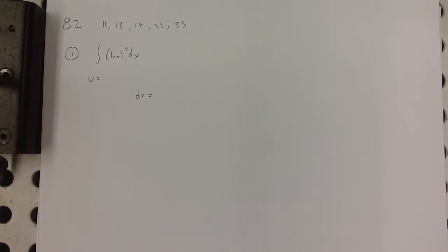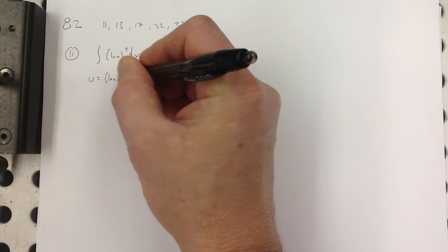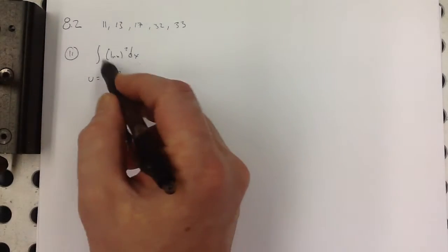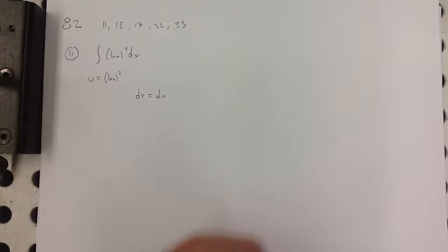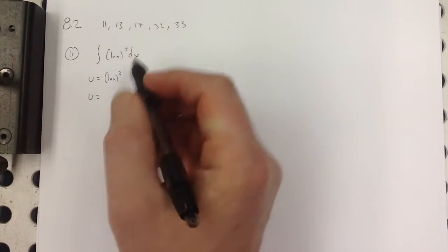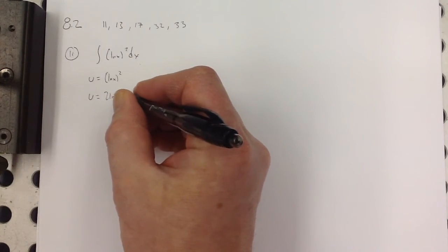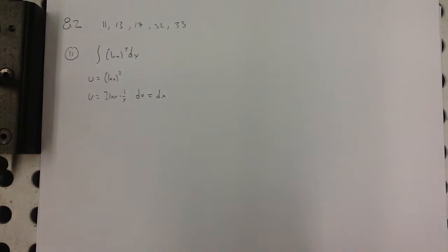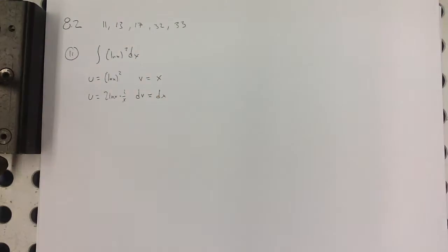what are my u and my dv? Sometimes your first try doesn't work. It's hard to know, but I'm going to say u is the whole natural log function squared, and then dv would just be dx. The derivative of that, using the chain rule, is 2 times the natural log x times the derivative of what's inside. And the antiderivative of dx is just x.